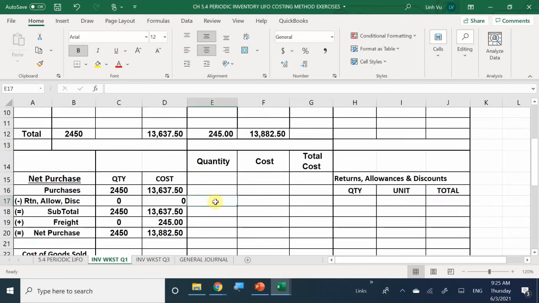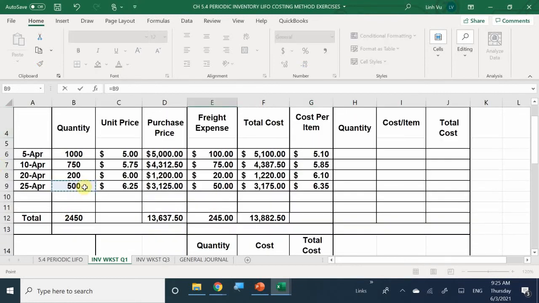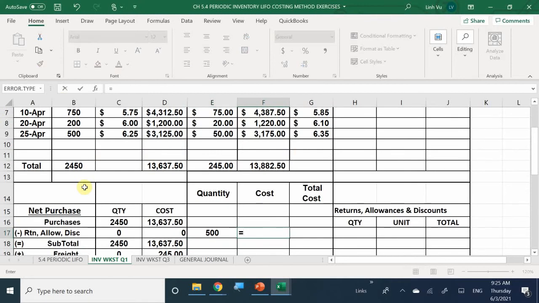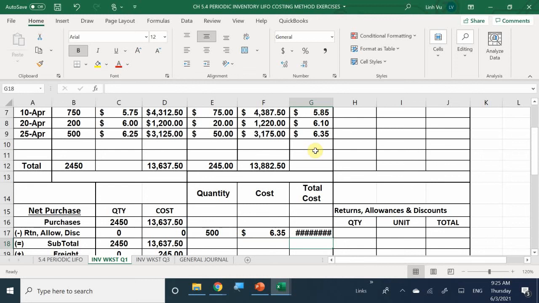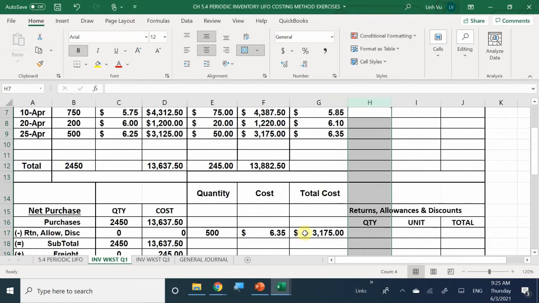So here, I'm already taking out my first 500 units, which cost me $6.35 each to give me a grand total cost of $3,175. We already know that. You can choose to skip it, but what I'm going to do here is cell reference everything so you know exactly where the numbers come from. All right. So there we have it.